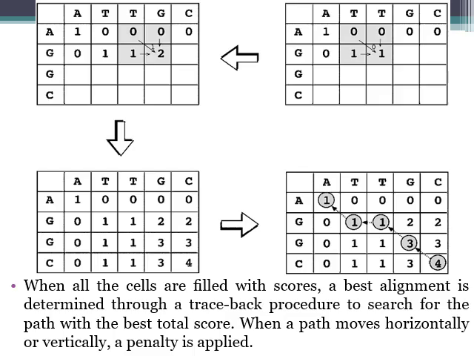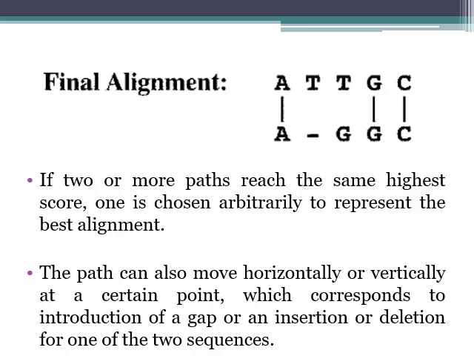So this is the final procedure that we perform here, trace back procedure, to search for the path with the best total score. When the path moves horizontally or vertically, the penalty is applied. So you can see you start with the last cell and you go to the first cell of the matrix, and the path you choose is such that the summation of the scores in each cell will be maximum. So you get this kind of final alignment AA, GG, and CC. So this is the final alignment that we got from the dynamic programming method.